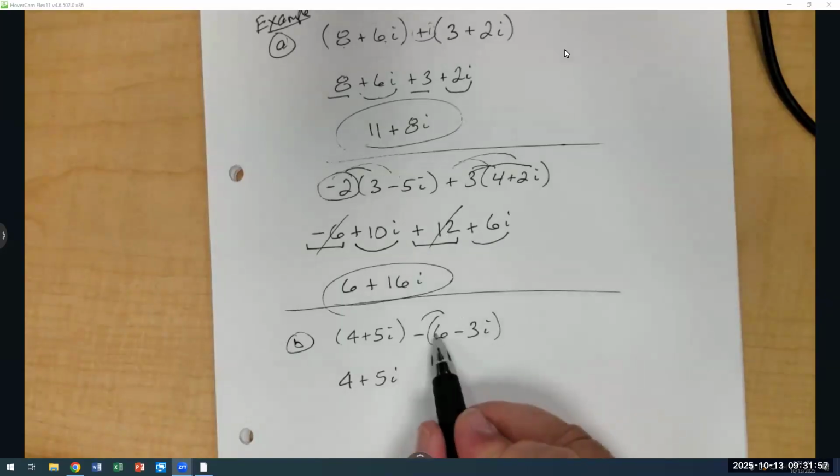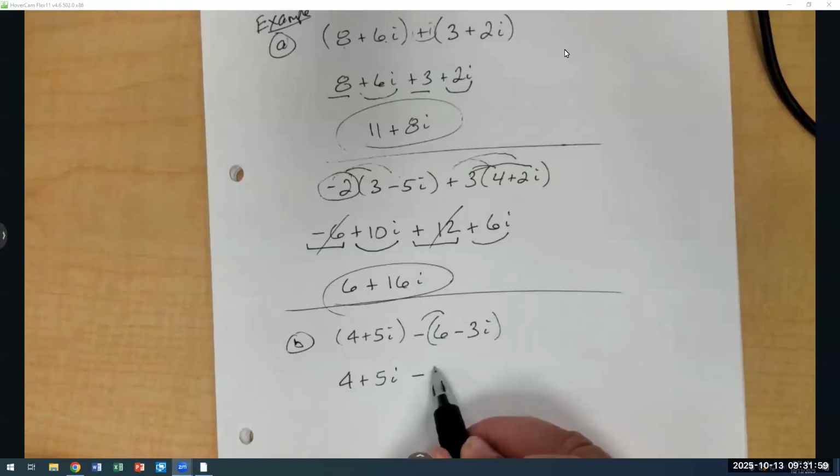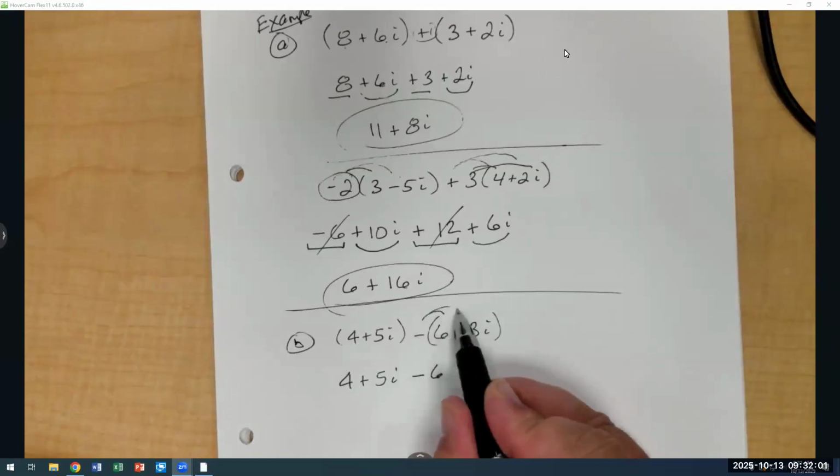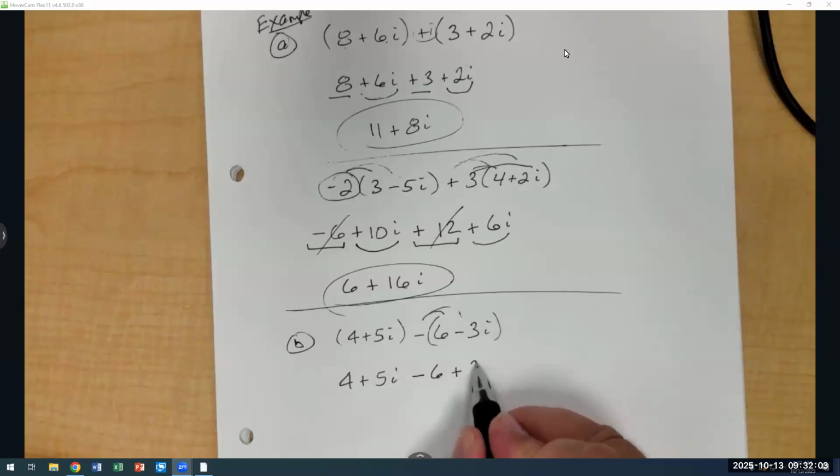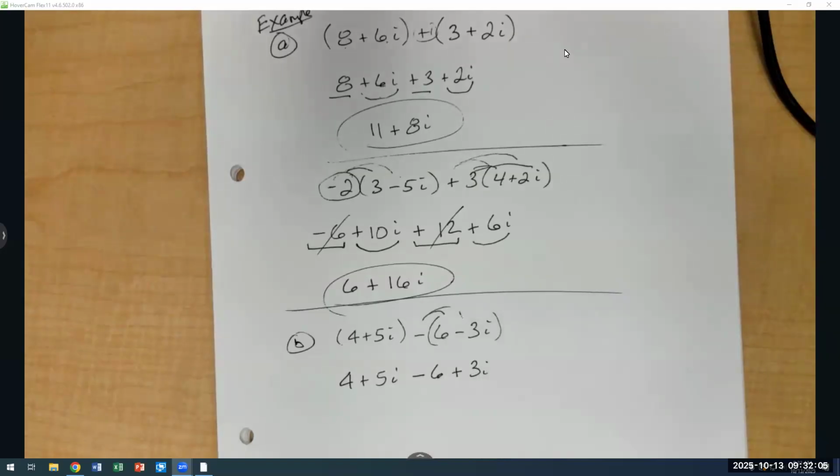So negative times positive is negative 6. Negative times negative is positive 3i. Now, whenever you have a negative in front, that changes all the signs inside there.